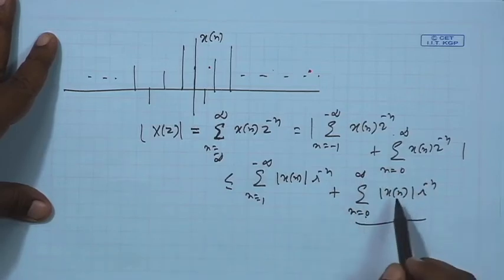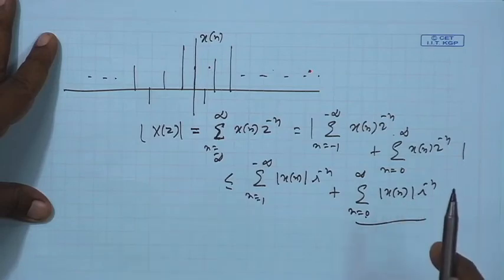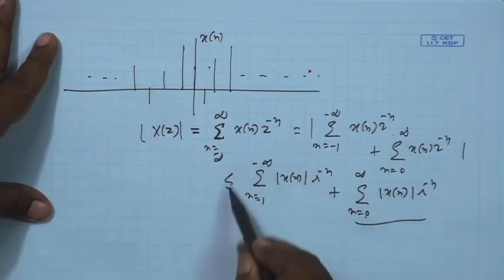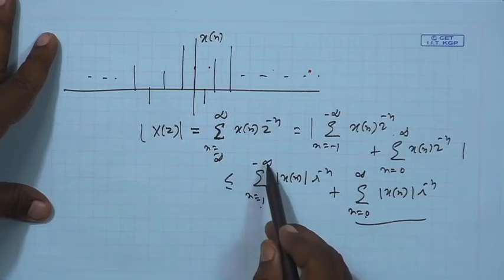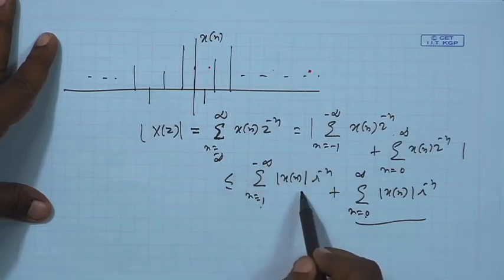Now, this is corresponding to a purely right sided sequence from 0 to infinity. So, its region of convergence is outside a circle up to infinity, and this is a purely left sided sequence from minus 1 to minus infinity. Its region of convergence is inside a circle up to origin.